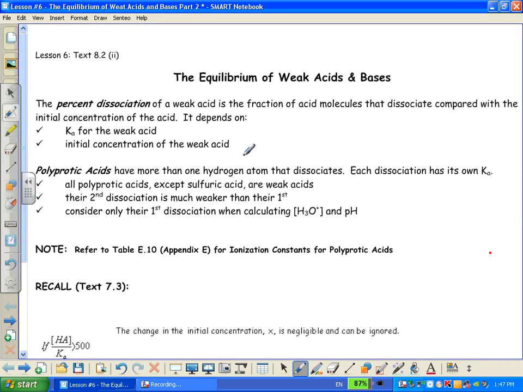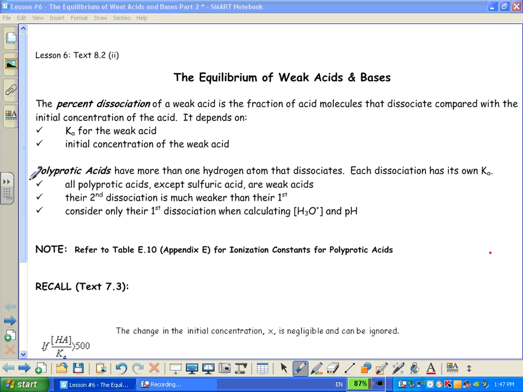Welcome to lesson 6. It can be found in your textbook in section 8.2. However, today we're going to look at part 2 of what we learned from yesterday. So we're still looking at the equilibrium of weak acids and bases, and a key term that you want to know is this one right here, the percent dissociation.